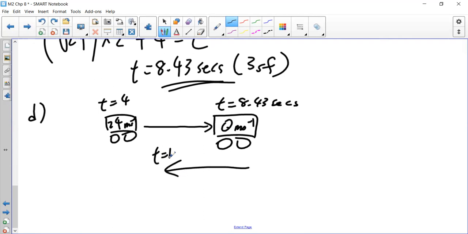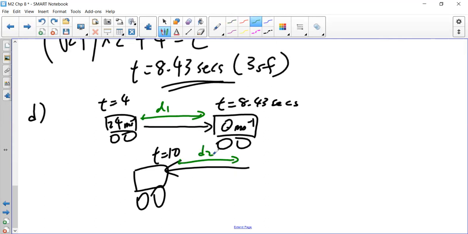That means when t equals 10, the car will be somewhere in between. The question wants to find distance, not displacement. Distance means you want to find the distance in here, let's say d1, and then d2 in here. Obviously, we have t equals 0 as well in the beginning, which is 0 meters per second. And that's distance as well. So let's call it d1, d2, and d3. That's the total distance, right?